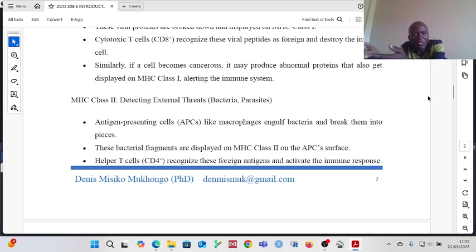Okay? So MHC class 2 deals with extracellular threats, extracellular proteins. Most of these antigen-presenting cells, talk of dendritic cells and macrophages, will engulf these foreign pathogens, these invaders, bacteria, parasites. To engulf is to sort of swallow. Remember phagocytosis. So they will swallow it, and once they've swallowed it, they break it down, they digest it.